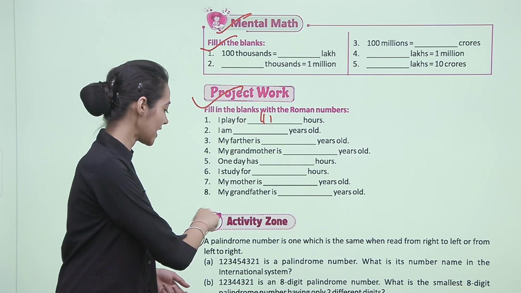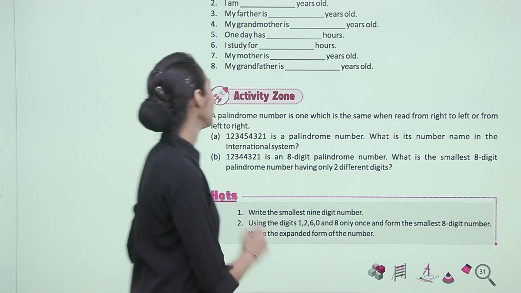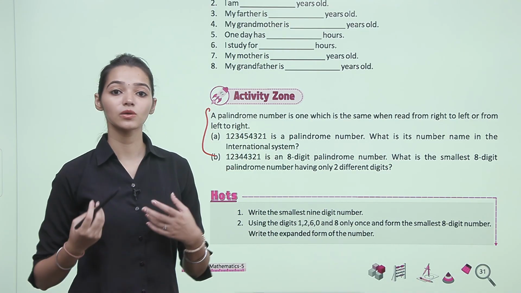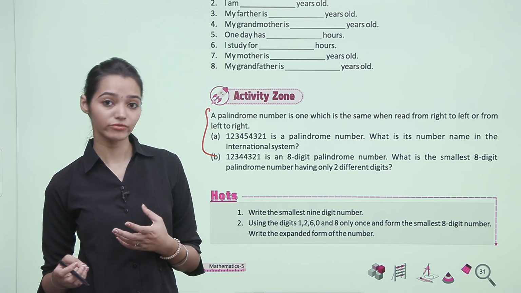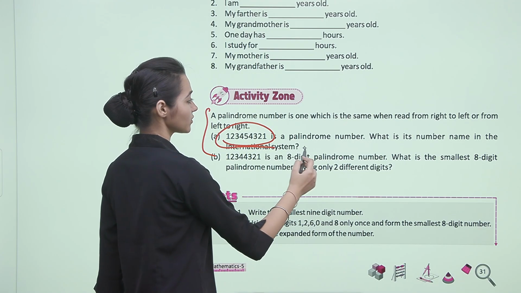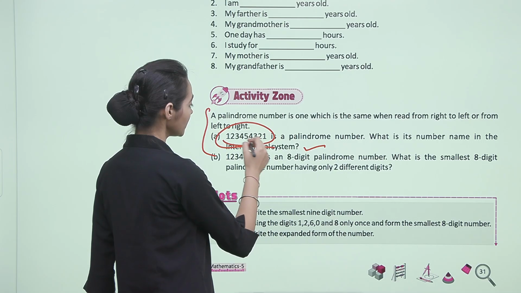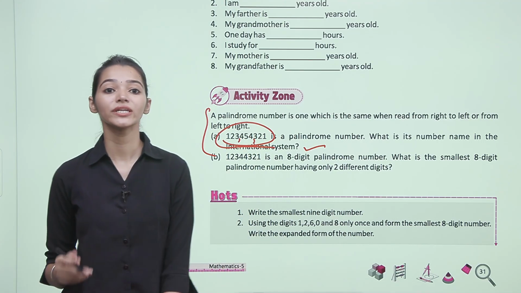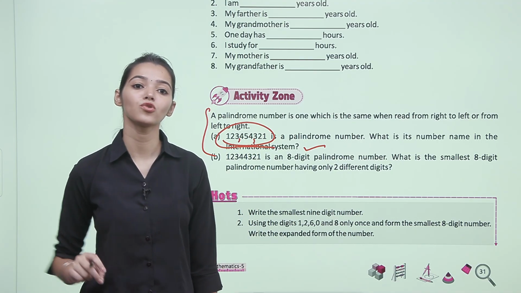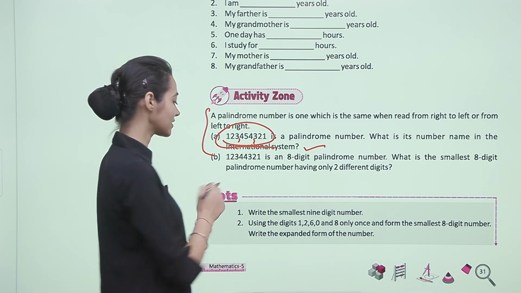Now let's look at the activity zone. We have been told that a palindrome number is one which is the same when read from right to left or from left to right. So this is our palindrome number. What will be the number name according to the international system? It will be 123,454,321. That's how we can complete the remaining one.